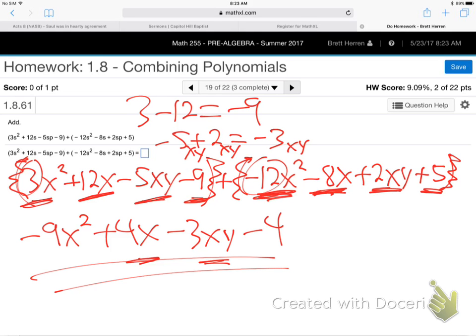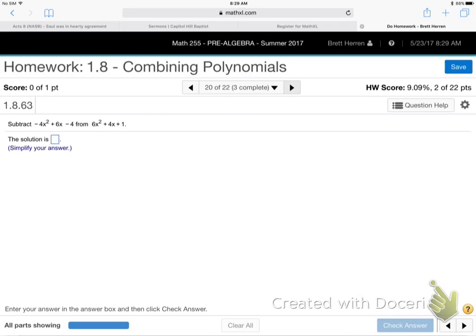Okay, so again, why did no signs change there? Because it was positive in the middle. It's only when you have minus in the middle that the signs in the second parenthesis will change. All right. And subtract from and all that kind of stuff. Okay. Subtract minus 4x squared plus 6x minus 4 from 6x squared plus 4x plus 1.